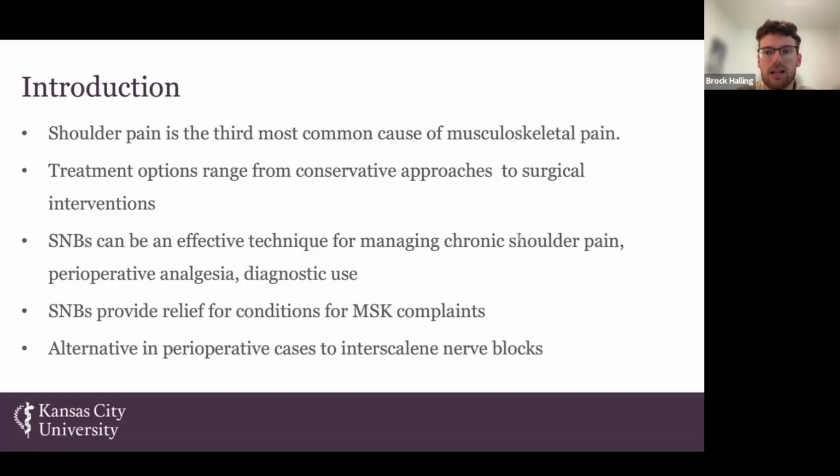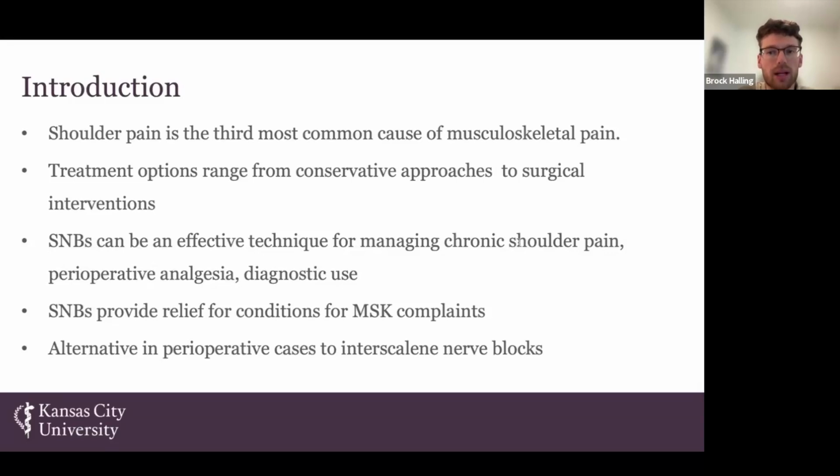As you can imagine, it is a common contributor to shoulder pain, which is the reason we are focusing on it today. Shoulder pain is the third most common cause of musculoskeletal pain, with a prevalence of about 20% in individuals over 65, affecting women more frequently than men.